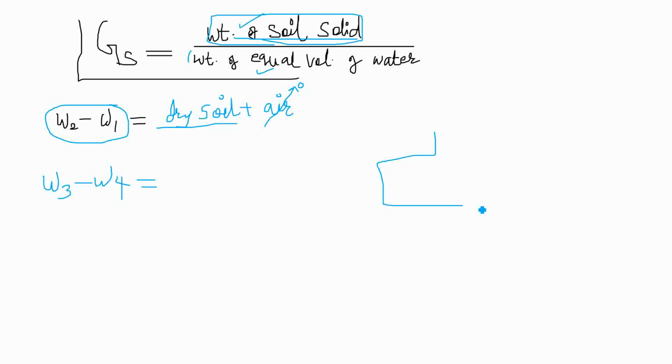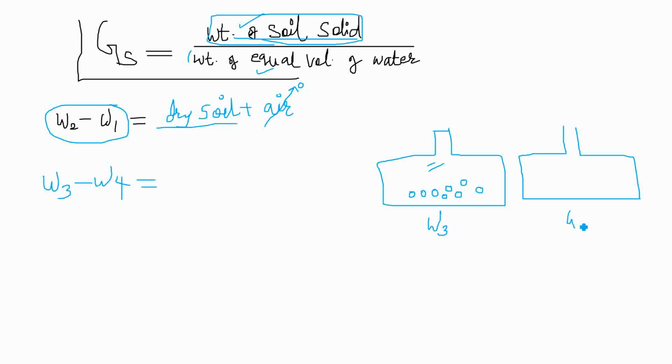So let us consider this to be a pycnometer and consider this as well to be the weight of the pycnometer. Then W3 has the empty weight of the pycnometer plus the weight of these soil solids inside the pycnometer and the weight of the water inside the pycnometer. This is W3, whereas W4 is the weight of the empty pycnometer plus the weight of the completely filled liquid inside the pycnometer. Now if we perform W3 minus W4, let's see what we are left with.